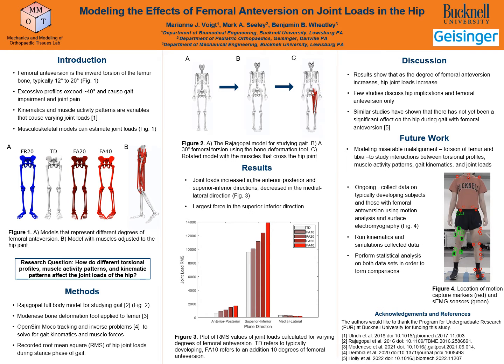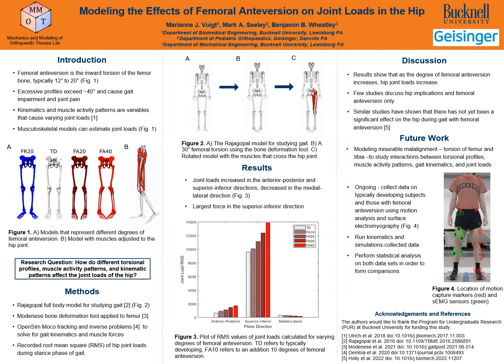Femoral anteversion is the inward torsion of the femur bone in the upper leg. Typically developing femoral anteversion ranges from approximately 12 to 20 degrees, while excessive femoral anteversion is considered to be 40 degrees or more. Due to changes in morphology, such as femoral anteversion, joint loads can vary.